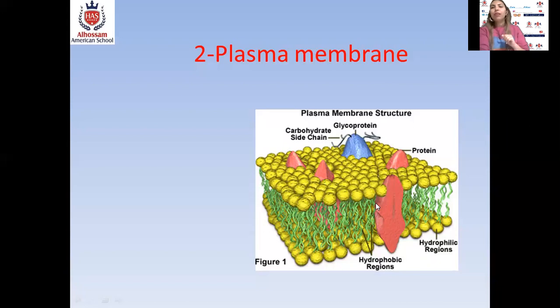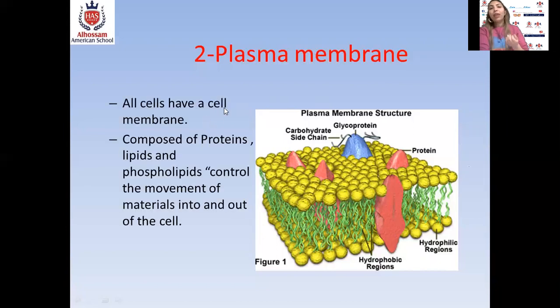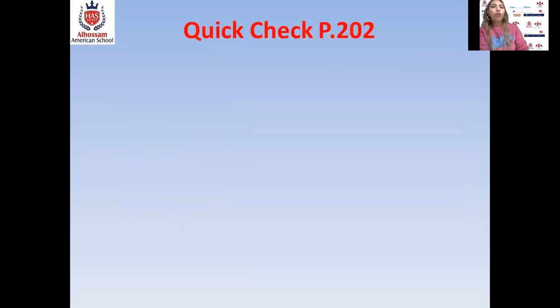Phospholipids. So the plasma membrane comes after the cell wall in a plant, but in an animal cell we can see the plasma membrane as the only outer cover. All cells have a cell membrane composed of proteins and lipids, but mainly lipids. And the type of lipids called phospholipids control the movement of materials into and out of the cell. So these phospholipids are like gates, which allow some materials to come into or out of the cell, okay? And now quick check, page 202.